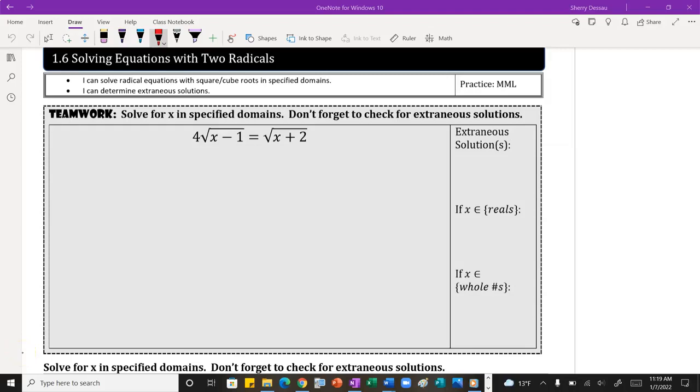Hey guys, so I'm going to go through this problem with you. We're solving for x in the specified domains, and we have to make sure to check for extraneous solutions. So today we're looking at two radicals versus one, so it's the same steps. We want to isolate just one of the radicals to start.